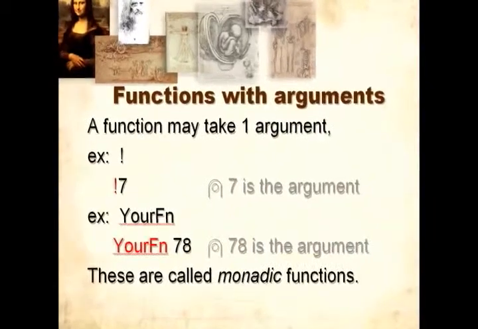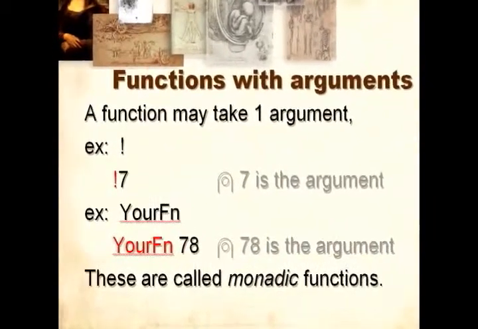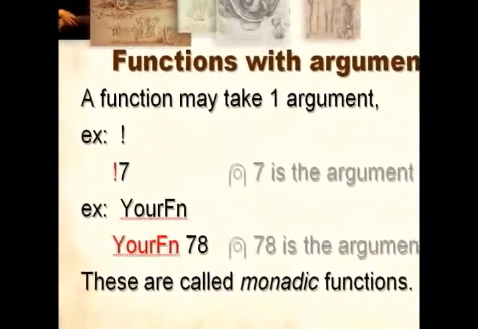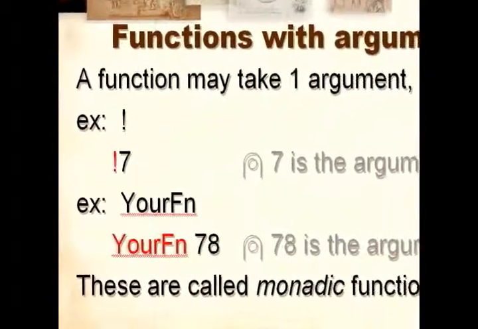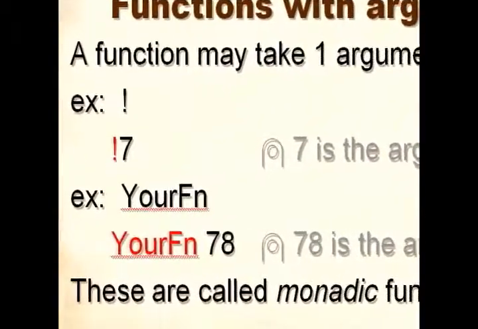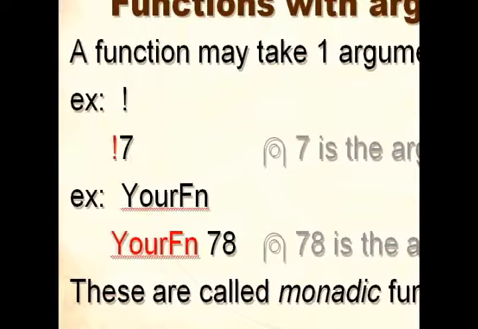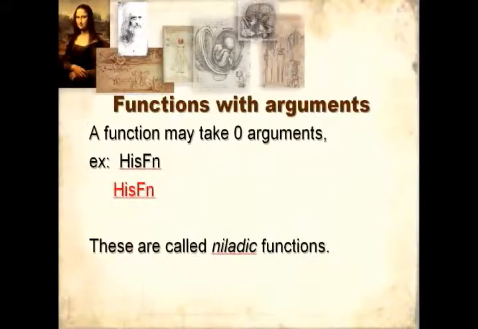A function may take a single argument. For example, factorial takes a single argument on the right. And if you decide to write a function that takes only one argument, it will be supplied on the right. Functions that only have one argument are called monadic functions. Finally, a function may take no arguments. There are no primitives in APL that take no arguments, but a user function may take no argument. Such a function would be called a niladic function.